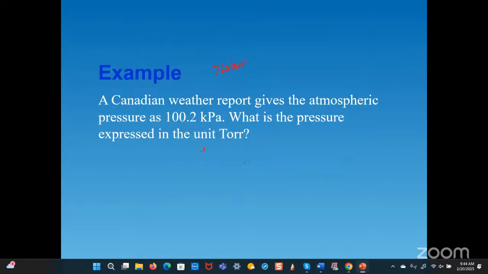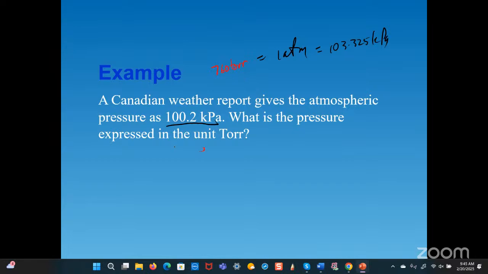760 torr is equal to 1 atmosphere, right? Well, it's equal to 1 atmosphere, but also equal to, which is what we need for this, 101.325 kilopascals, right? So in this particular case, and this is true, by the way, internationally, if you go to any country outside of the United States and you watch their weather reports, they tend to quote the atmospheric pressure in kilopascals. We here in the States, we for some reason stick to using millimeters mercury or torr.